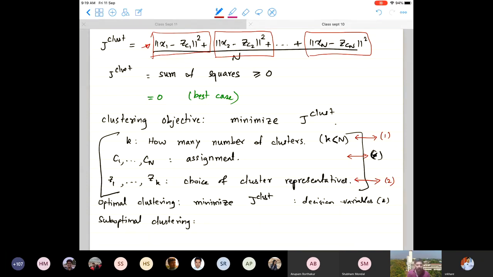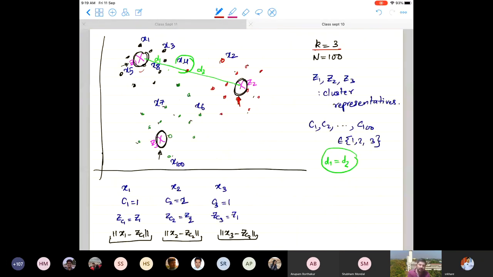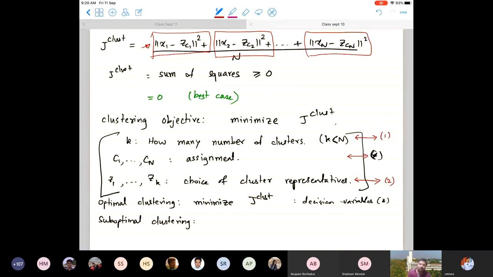So what am I really doing? I am going to choose the nearest neighbor. I am going to choose the nearest neighbor amongst the cluster representatives to x1, and I am going to assign x1 to that particular cluster. If I do that, what happens to the clustering objective? Amongst all possible values that this first term in the sum of squares can take, you will have the minimum possible value.